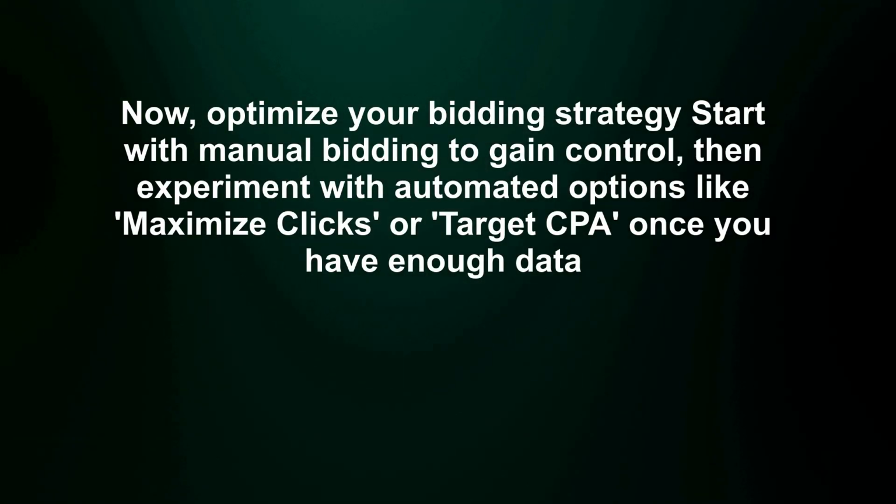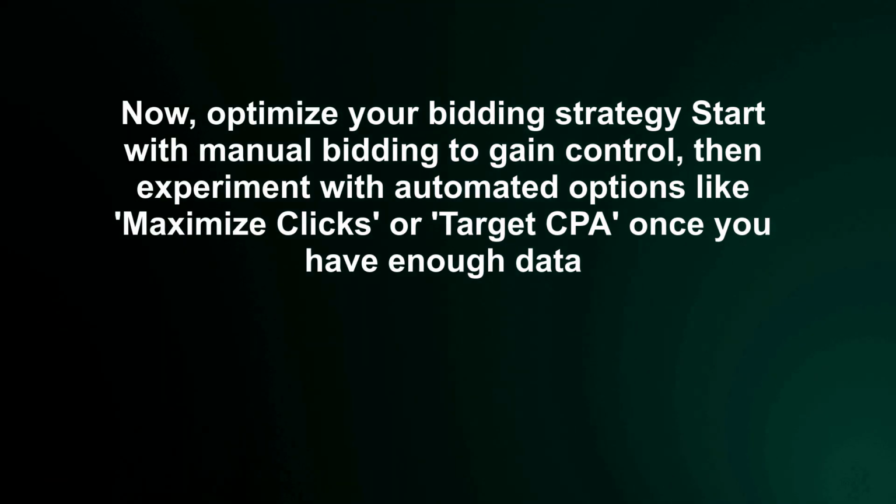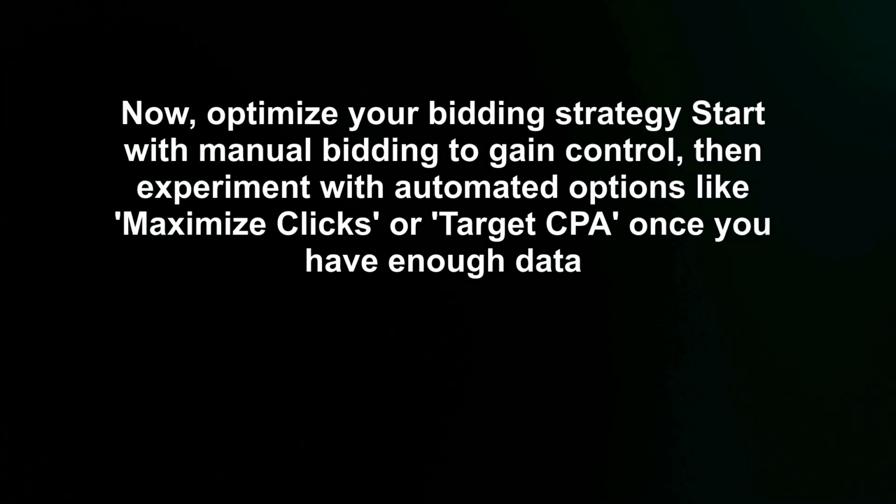Now, optimize your bidding strategy. Start with manual bidding to gain control. Then experiment with automated options like maximize clicks or target CPA once you have enough data.